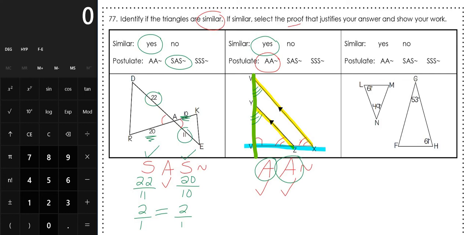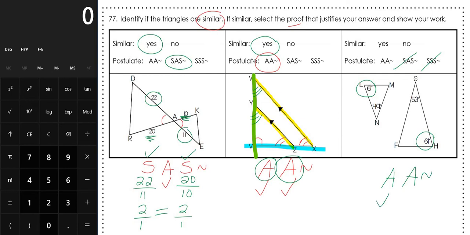Last one. So look at the last one. Again, I only have angles. I don't have any side lengths. So I can't use SAS and I can't use SSS. That would require us to compare the sides and see if they're in proportion. Now, I do have 2 pair of angles on the left triangle, 61 and 49. For the triangle on the right, I have 53 and 61. Well, right now, I only have 1 pair of angles that are matching. So right now, using my AA similarity postulate, I only have 1 pair of angles.